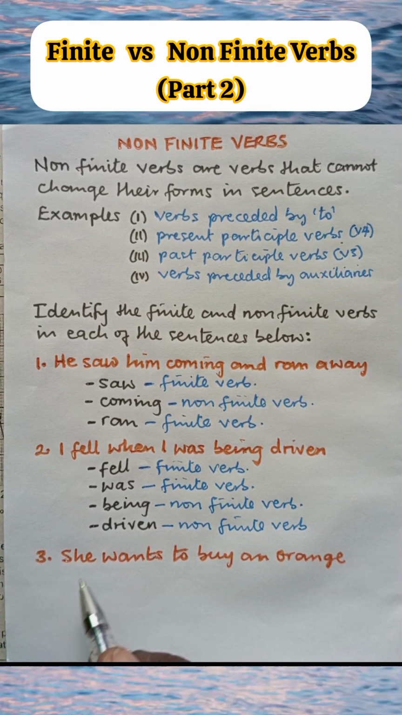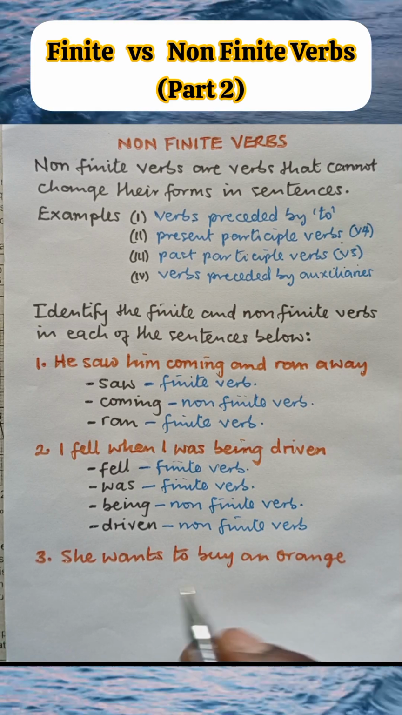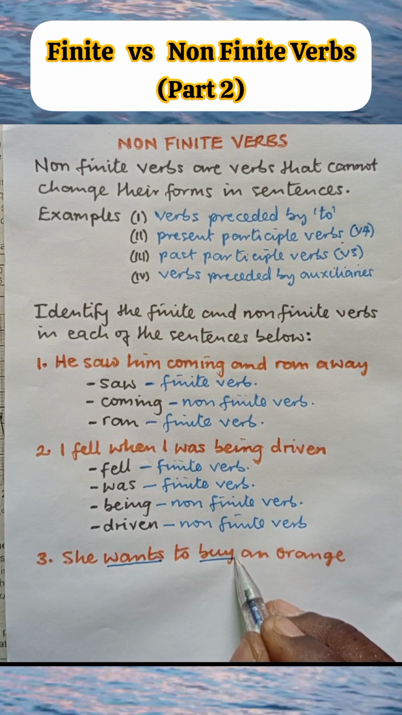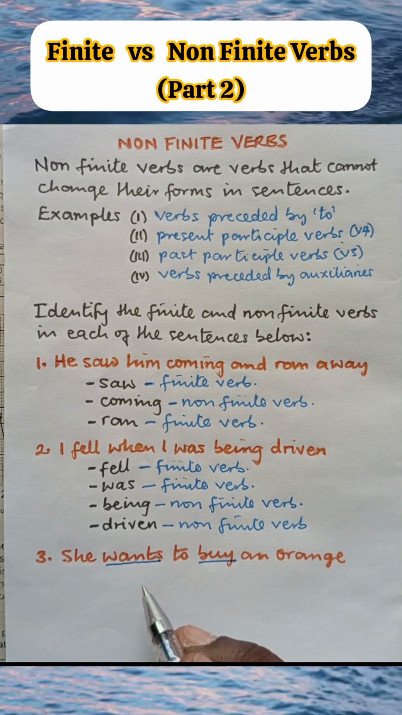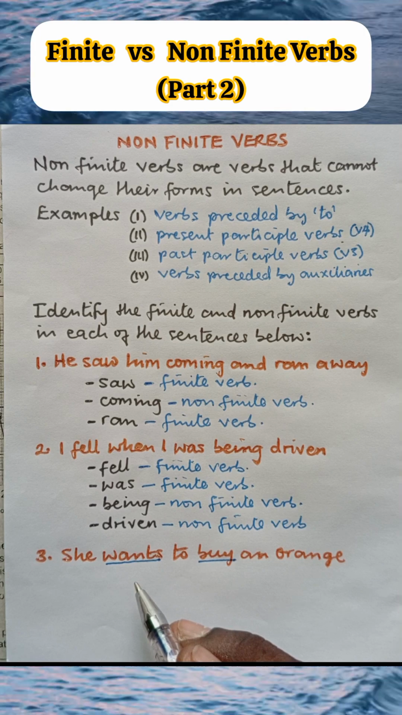Lastly, number 3, she wants to buy an orange. The verbs here are want and buy. Which of these is a finite verb and which one is a non-finite verb? Put your answer in the comment section.